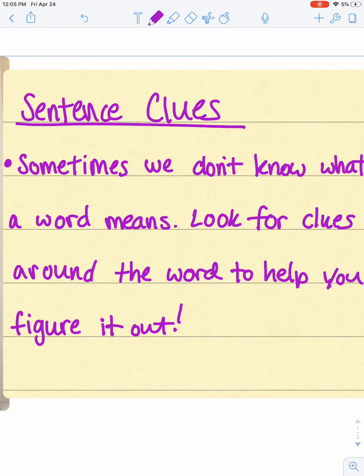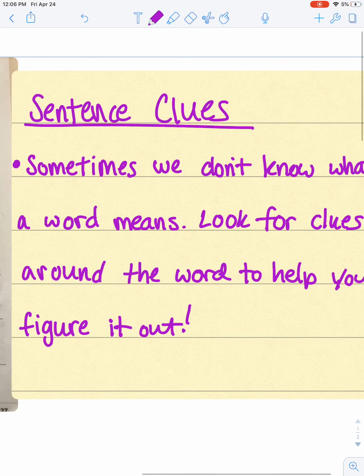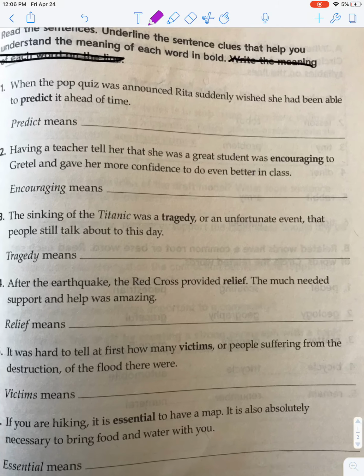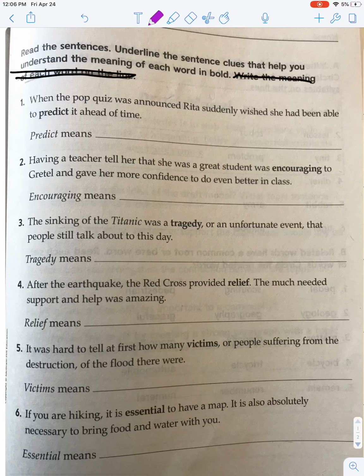Sometimes we don't know what a word means. Look for clues around the word to help you figure it out. If you come across a word you don't know, you can just look for words in the same sentence and they might give you a really good clue. So look at the page we're going to be working on today. The instructions say read the sentences, underline the sentence clues that help you understand the meaning of each word in bold, and we're not going to write the meaning on the line. It's okay if we just underline the words that help us know the meaning.